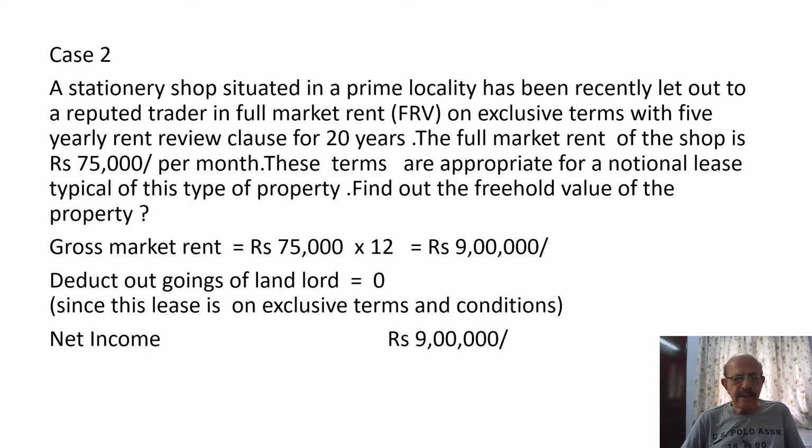Gross market rent is equal to Rs 75,000 into 12, which is equal to Rs 9 lakhs. Deduct outgoings of the landlord on exclusive terms and conditions. It is 0 since this lease is on exclusive terms and conditions. So net income is equal to 9 lakhs.